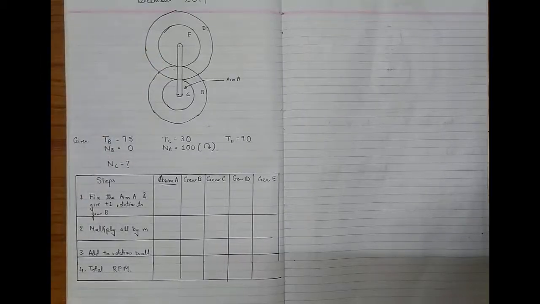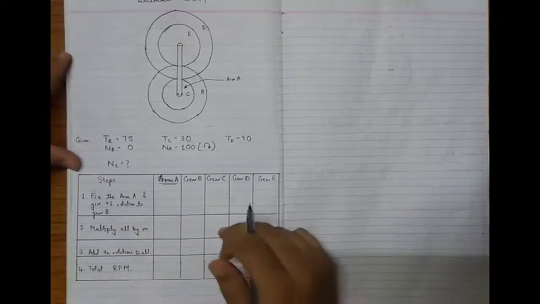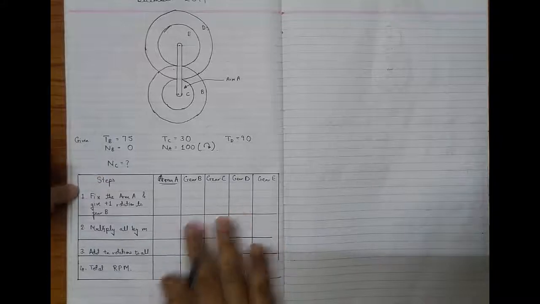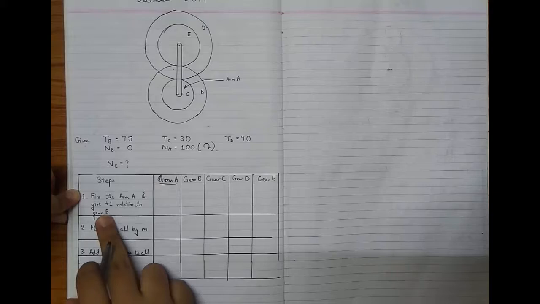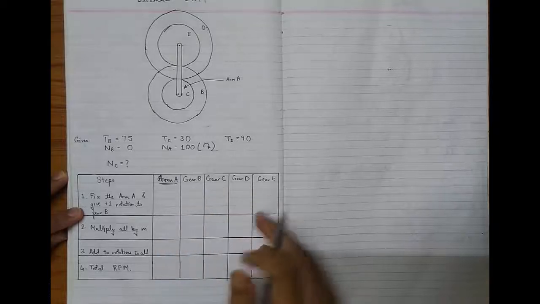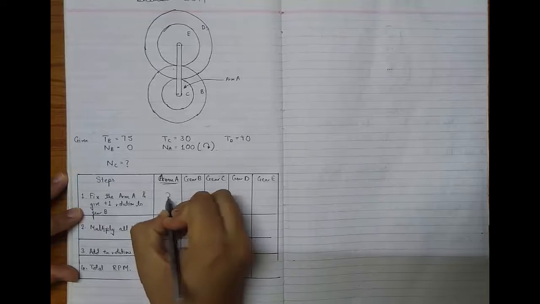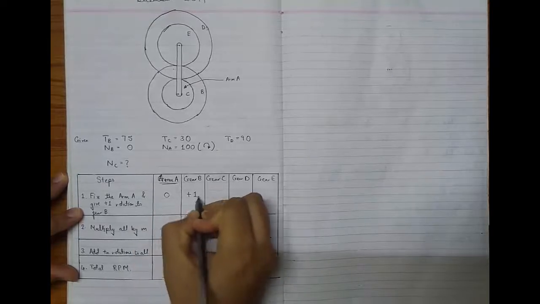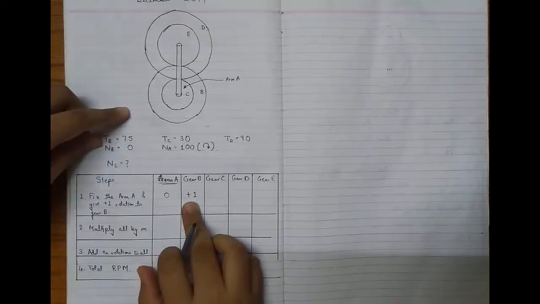So I have already drawn the diagram and written the given data. As always, because this is an epicyclic gear train, we will first have to draw the table. I have drawn the table beforehand just to save time. Okay, so we will fill the table now. What are the steps? Fix the arm A. Always you have to fix the arm and give +1 rotation to any gear you like. In this case, I have taken gear B. You can take any gear you like, it will make no difference in the final answer. Okay, so this will be 0, this will be +1. Now see, gear B has been given +1 rotation.